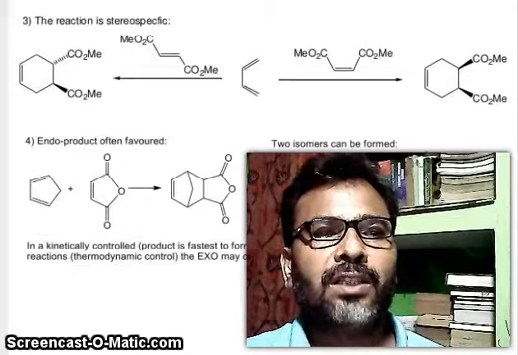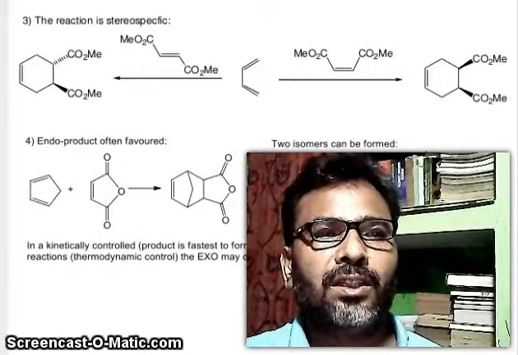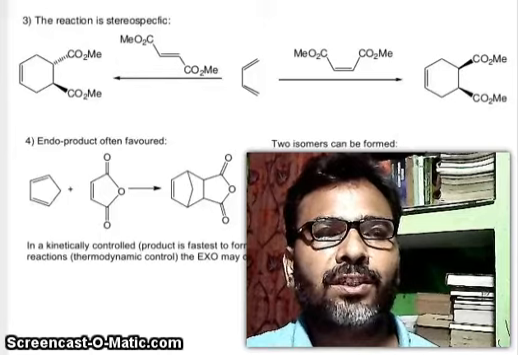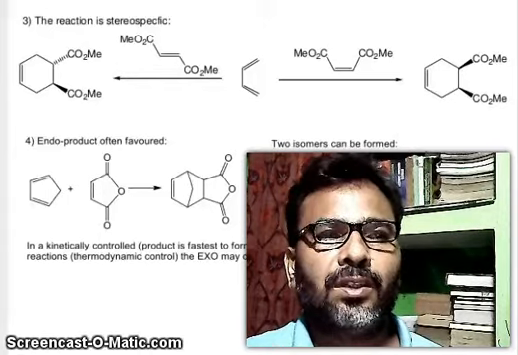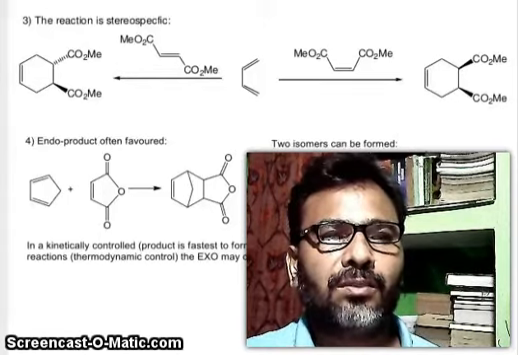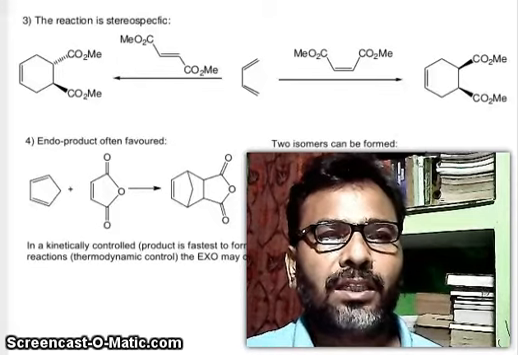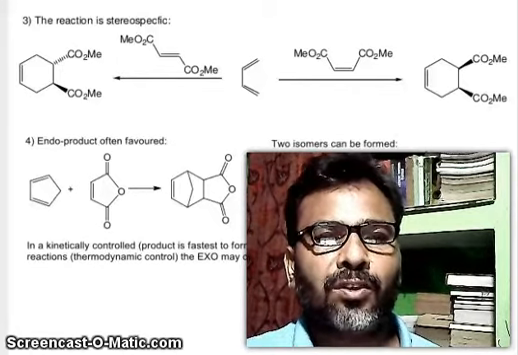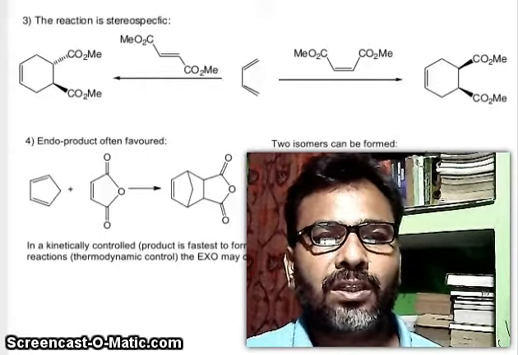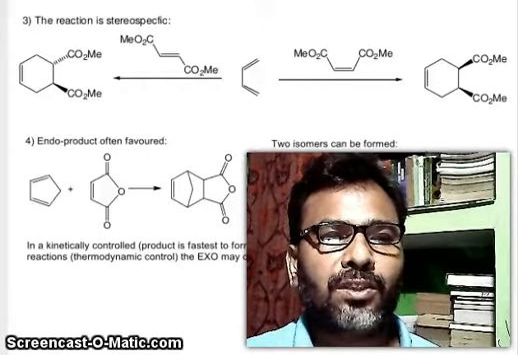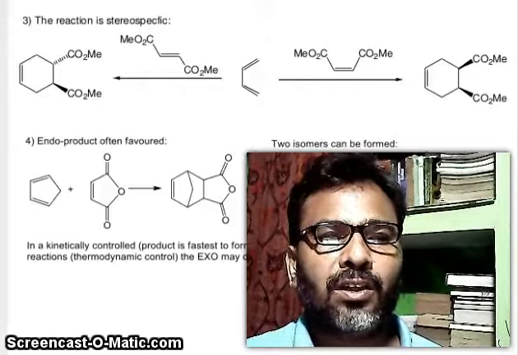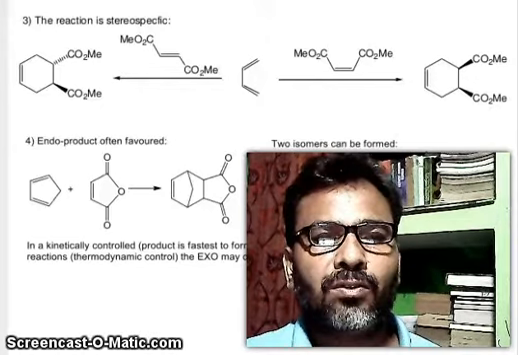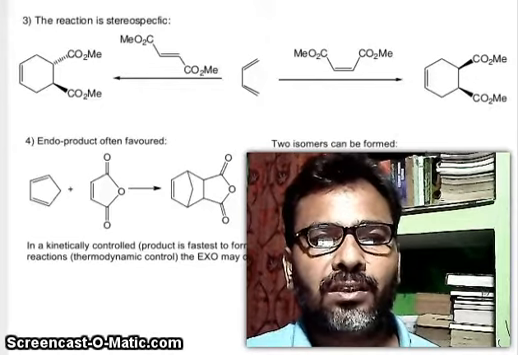Now look at the examples here. The reaction is stereospecific and endo product often favored. In a kinetically controlled reaction, the product that is faster to form is favored, irreversible. The endo is favored, but for reversible reactions, under thermodynamic control, the exo may dominate, as shown in the figure.